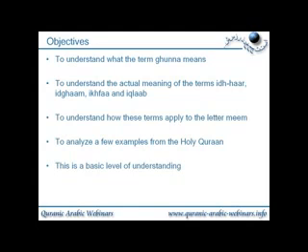Just a note here, this is a basic level of understanding. If you need to go in more detail, you can go online to one of the Tajweed academies. So this is a basic, very elementary introduction to these terms.